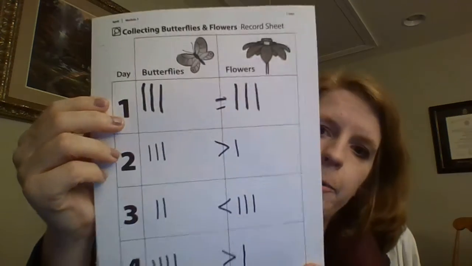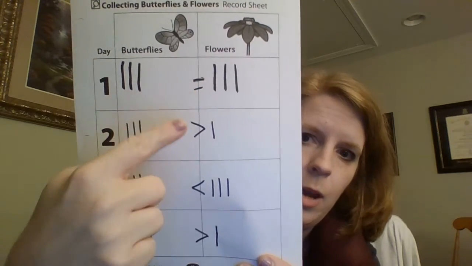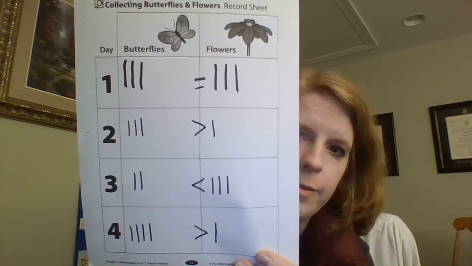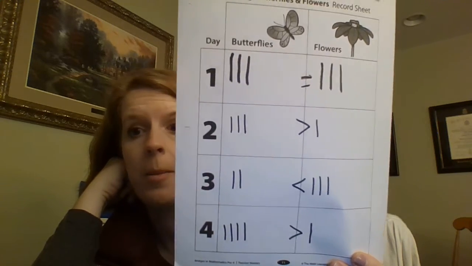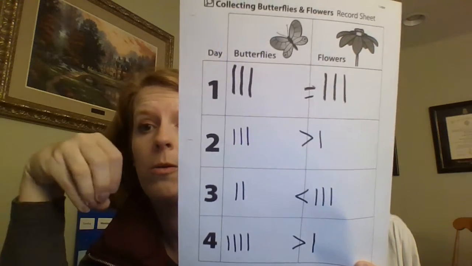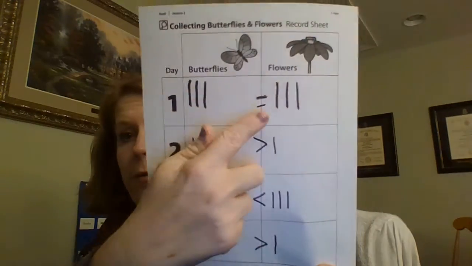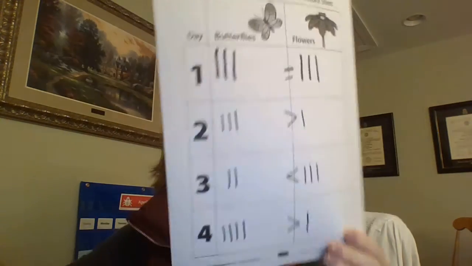All right, so let's look at our record chart now. We have the same amount, more butterflies, more flowers, more butterflies. So looking at this chart, which one do you think has more for the whole week, the 4 school days? Do you think we had more butterflies or more flowers? All right, while you get your predictions ready, let's count the tally marks.